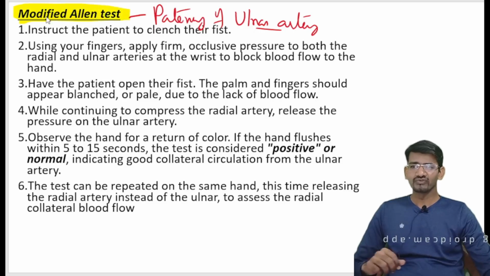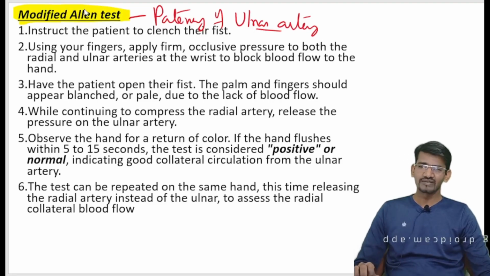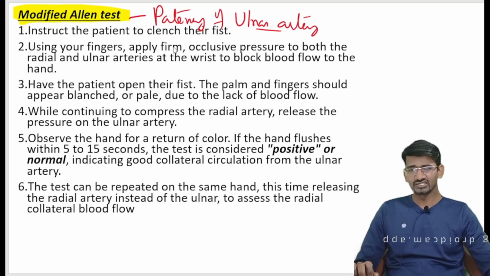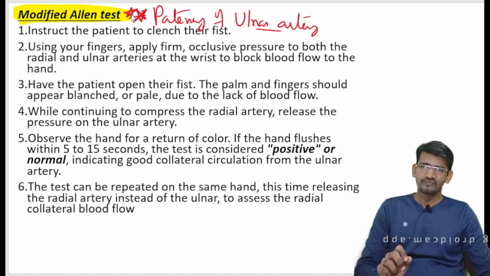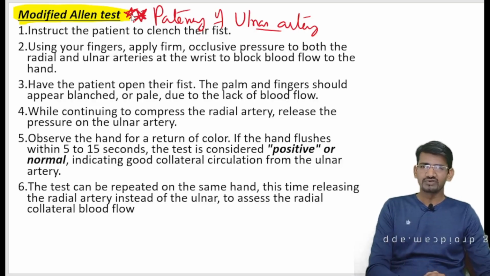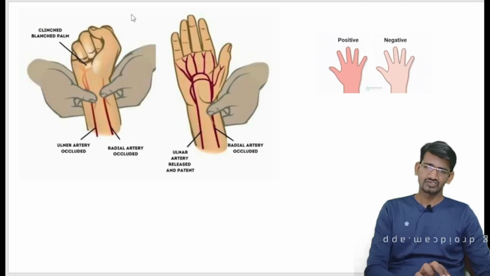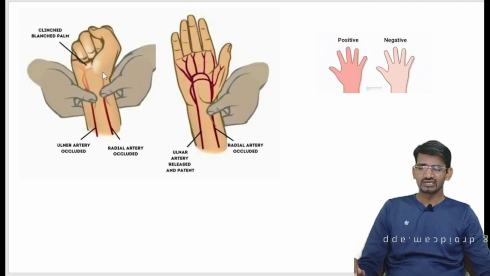This is the test that we do before considering the radial artery puncture. Before we take the sample from the radial artery, we do the Allen or modified Allen test. So this is very important. You may get a question on this test also. Which test do we do before ABG from the radial artery? Okay, so here is a picture. See here how it is being done.